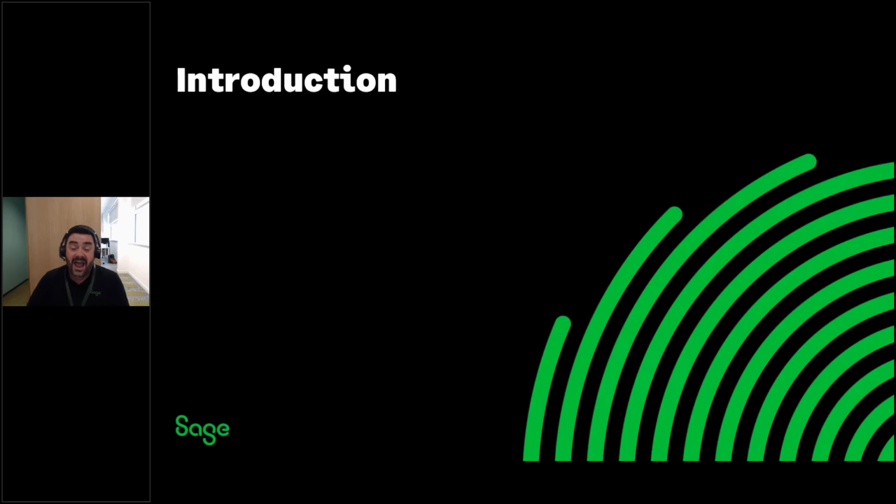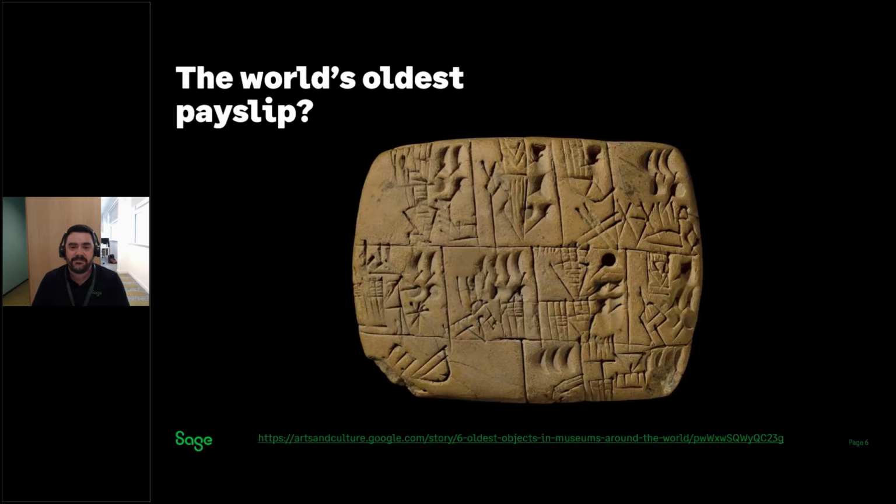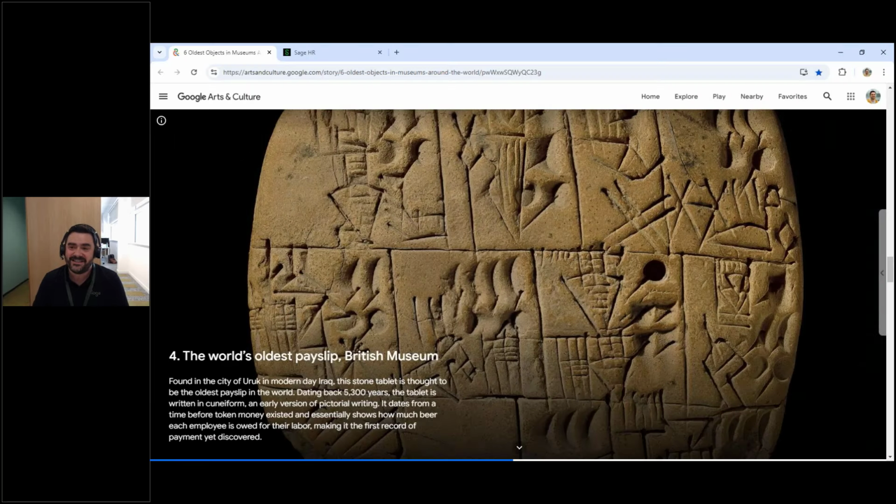So I have done a bit of research in preparation for today's webinar. Payslips are something that have been around for longer than you might expect. What you can see on the current slide is an image of what is apparently the world's oldest payslip. Now, if you use your imagination a bit, it doesn't look too dissimilar to a traditional payslip that you might find these days. To give you a little bit more information on that world's oldest payslip, and I have linked to this information as well in your handout, this is actually exhibited at the British Museum.